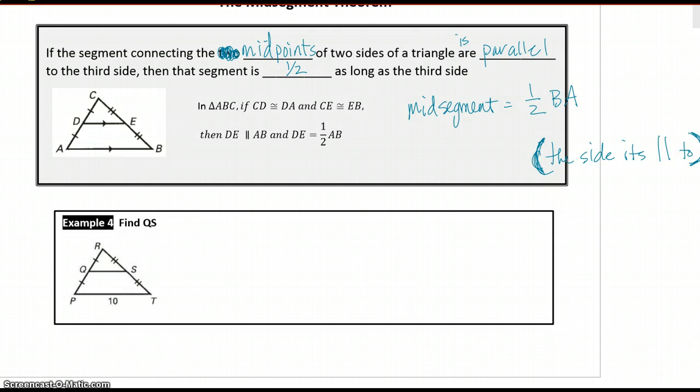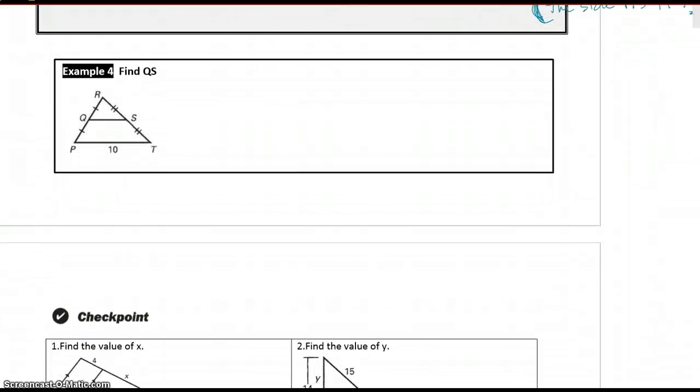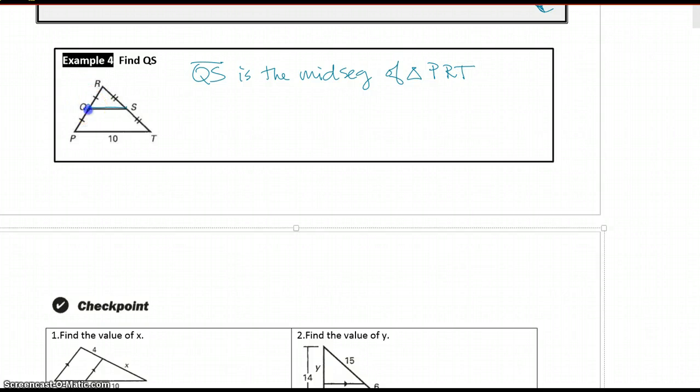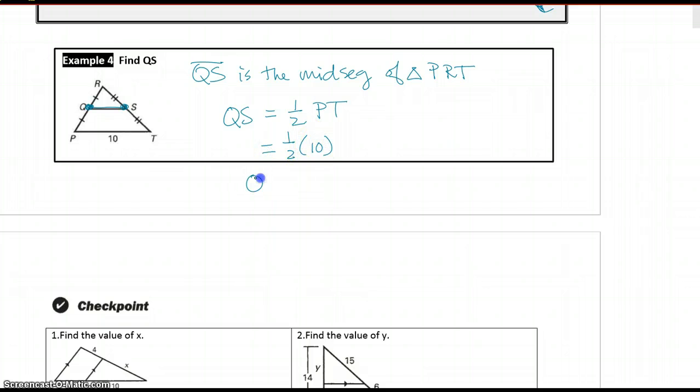Okay, so in example 4, it says find QS. That's the length of QS, okay? Now, we know that segment QS is the midsegment of triangle PRT. Why? Because we know that Q is a midpoint and S is a midpoint because of the tick marks. If you know that QS is the midsegment, then QS is half the third side PT. So in this case, it's half of 10, so QS is 5.